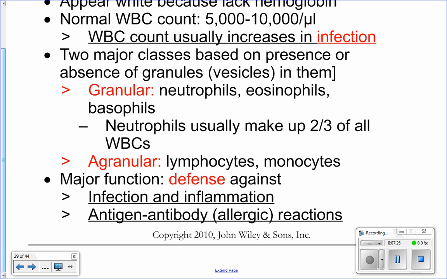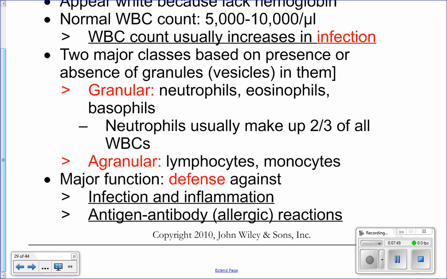Okay, granular, they're called granular because when you stain them under the microscope, they have little packets of chemicals inside the cell that stain darker than the rest of the cell. So they kind of look like polka dots. They look like grain. Okay, so they're called granular. The agranular, they don't have those little packets of chemicals inside of them, so they don't stain darker, so they kind of stain evenly, so they're called agranular. They don't look like polka dots.